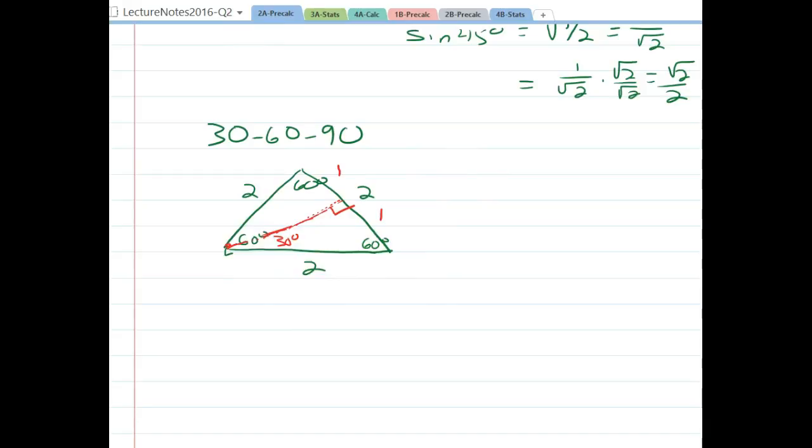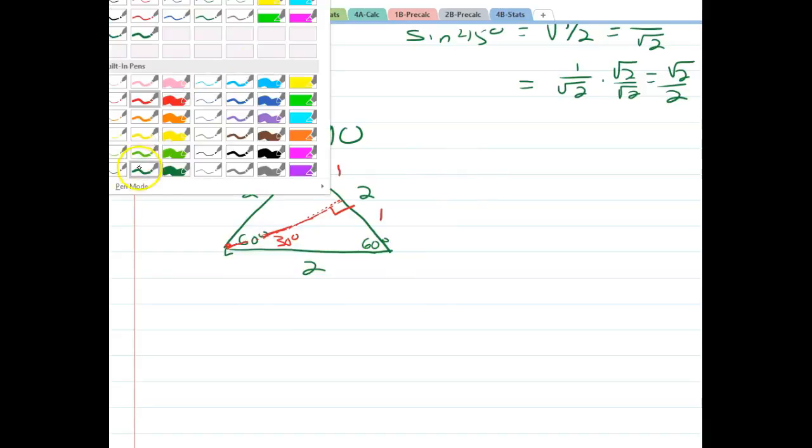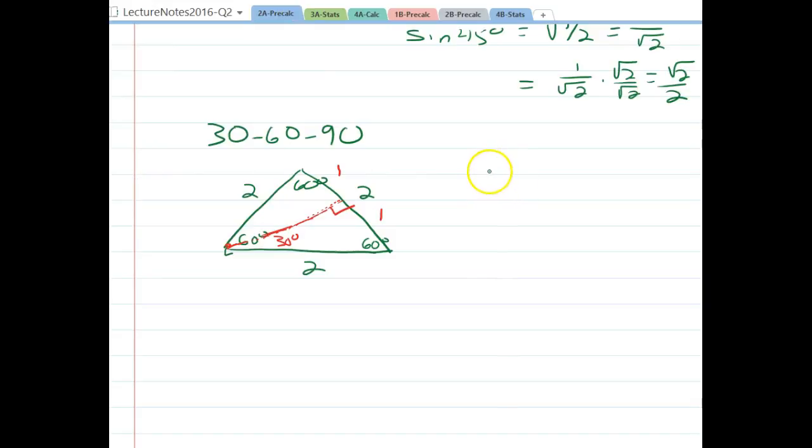I'll go ahead and redraw that over here. I'm just going to put it right side up like this. So here's my hypotenuse. That's the length 2. There's the right angle. There's my length 1. This is my 60-degree angle. This is my 30-degree angle. So all that I'm missing is the length of this other short side.